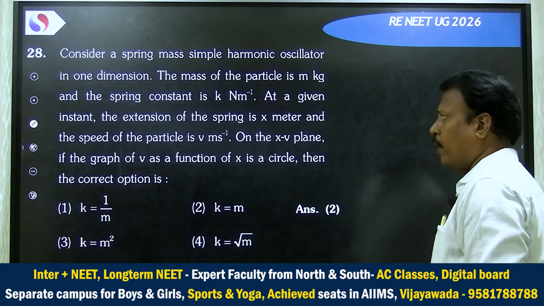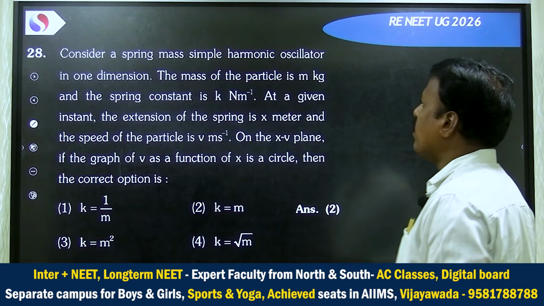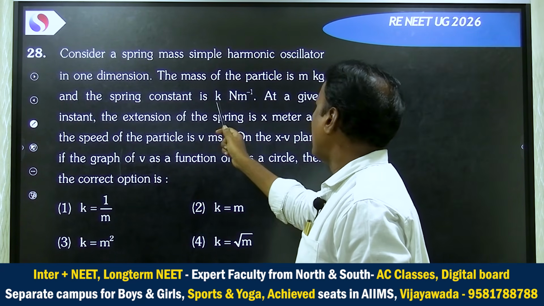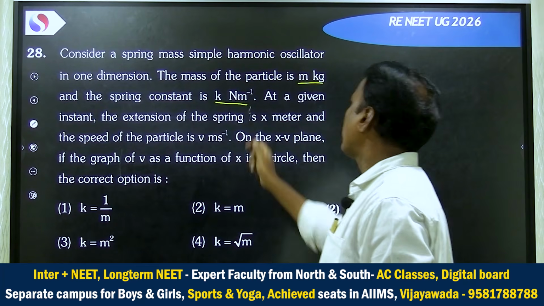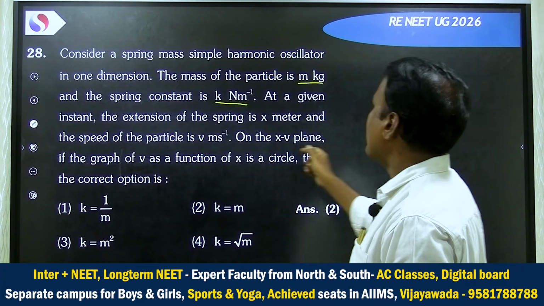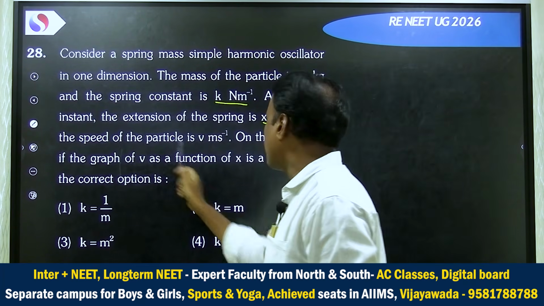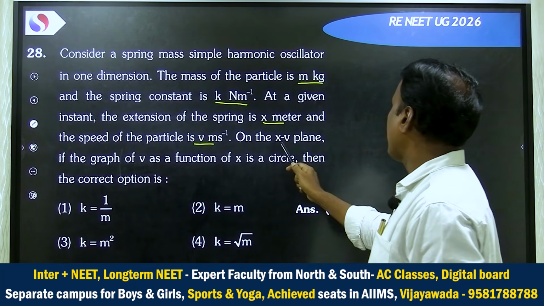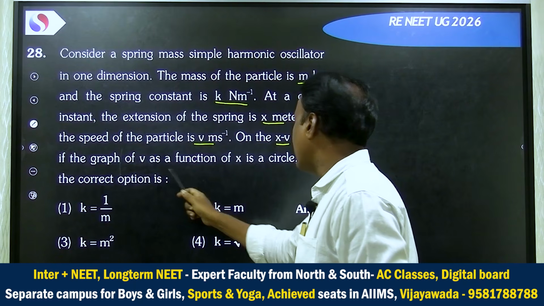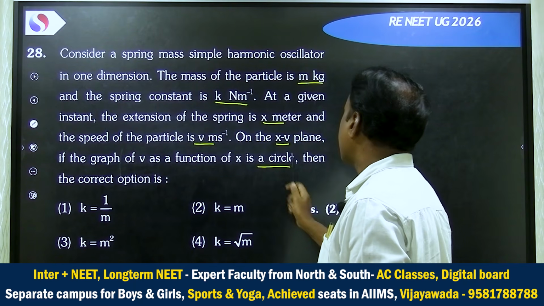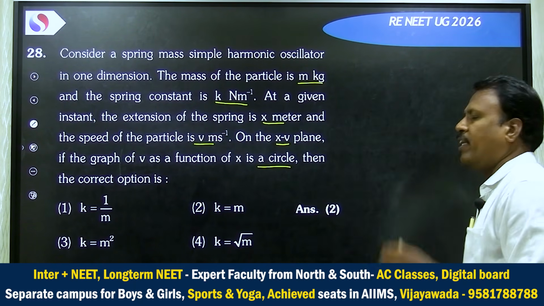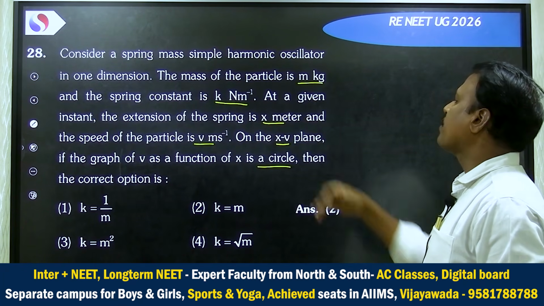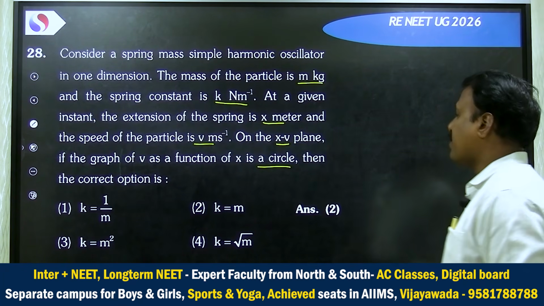Look at this 28th one. There is a simple harmonic oscillator. The mass of the particle is small m, spring constant is k. At a given instant, extension of the spring is x meter and the speed of the particle is v. On the xv plane, the graph of v as a function of x is a circle. So that means we need to consider there is a graph between x and v.